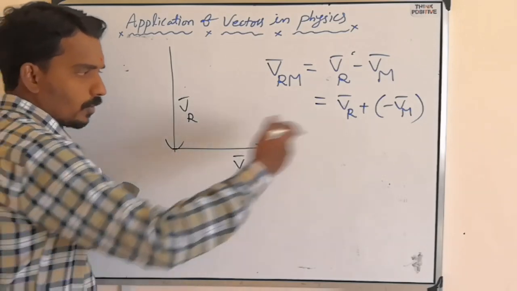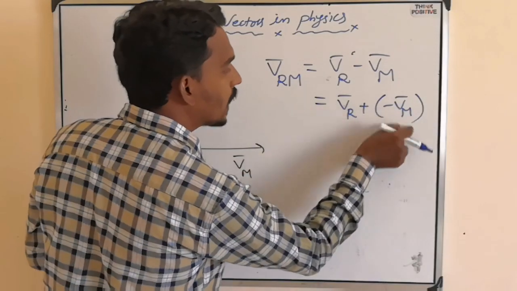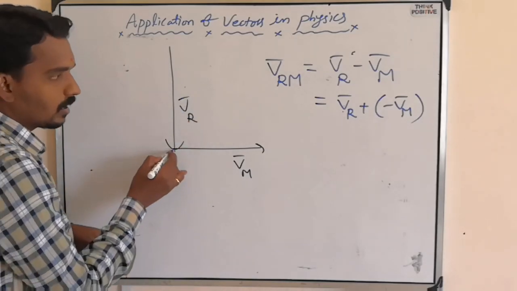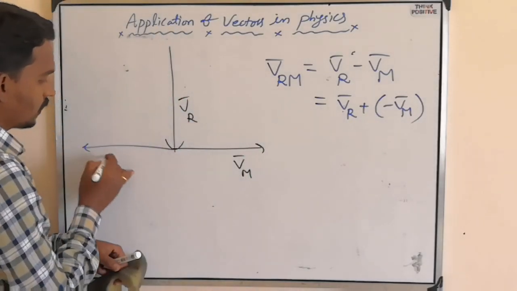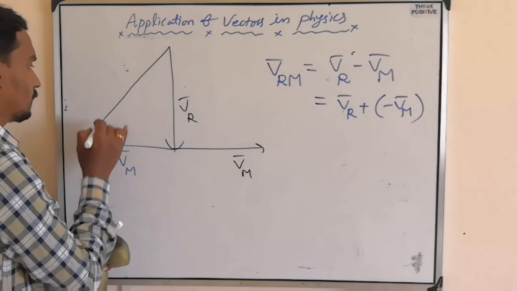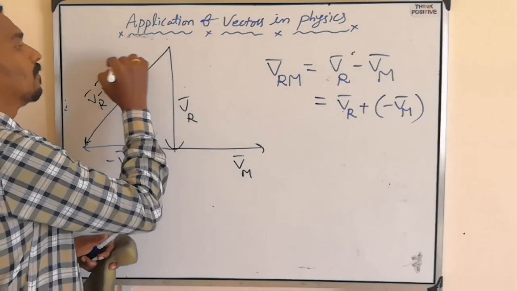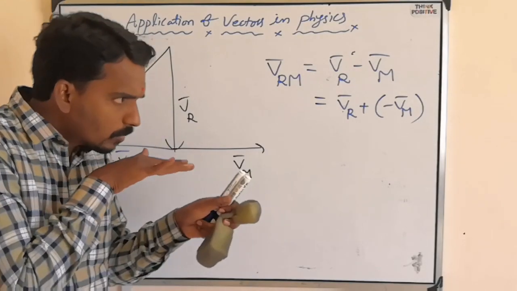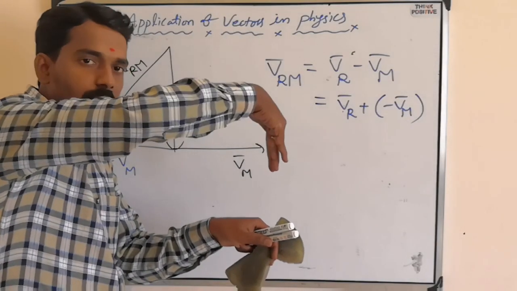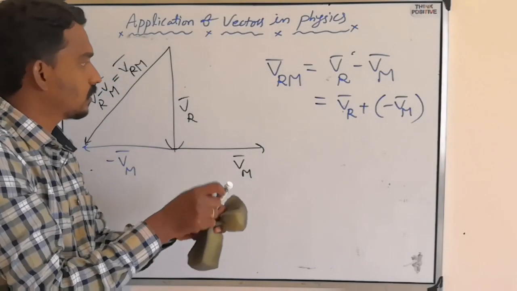Now this is Vm. You are moving forward. But Vrm is the resultant of Vr and minus Vm. So draw Vr first. Then from here you draw minus Vm. This is minus Vm. Then this will become Vr minus Vm, nothing but Vrm. See, you are moving like this, rain is falling down vertically, but because of your velocity, it became like this.